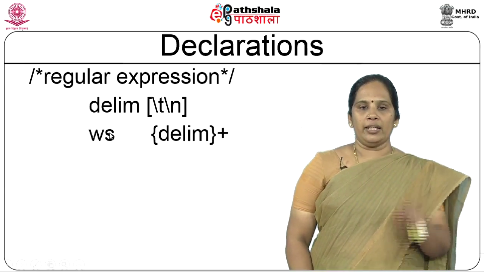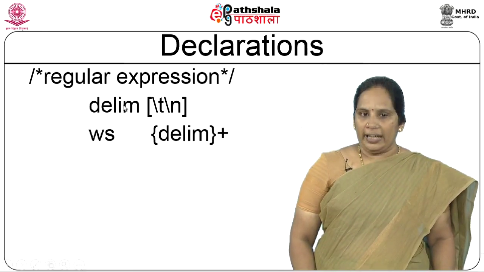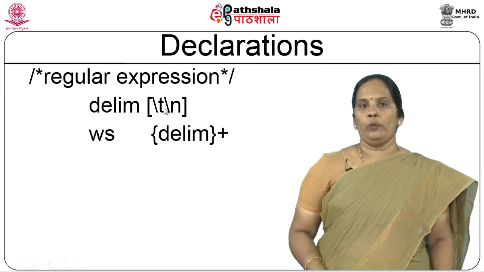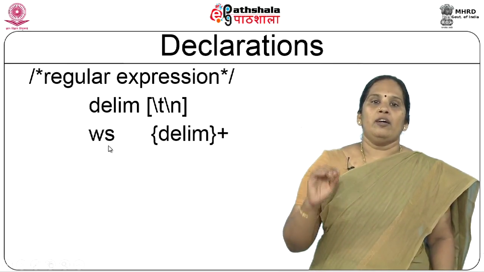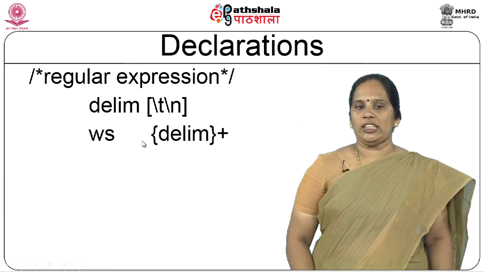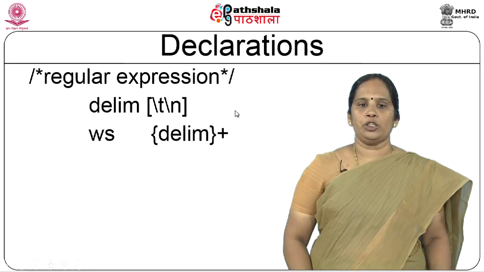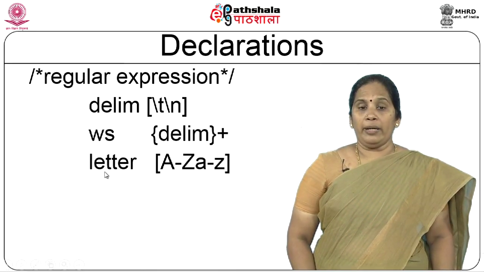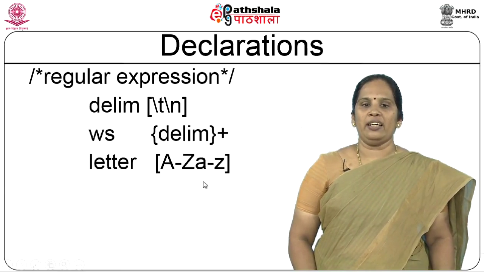So, I am defining here some declarations, where delimiter corresponds to whether I encounter a tab or a new line, that is my delimiter. And what is a word space? Typically delimiter is used to separate out words. WS indicates word space, which is delimiter plus, meaning that one or more delimiters will constitute your word space. And letter basically means anything within this particular character class.